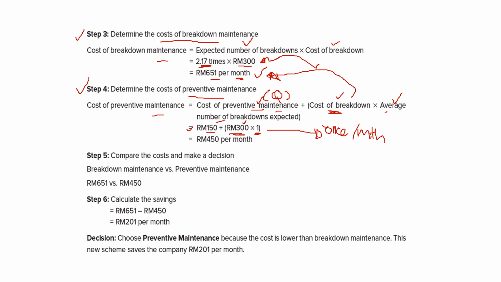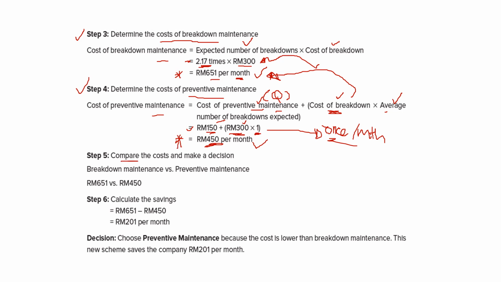I mentioned earlier, this is a very important information. Averaging to once per month. That is by switching to preventive maintenance. Breakdown still occur, but it reduces to once per month, not 2.17 anymore. So when we calculate 150 plus 300 ringgit times 1, we get 450 ringgit per month. So if we switch to preventive maintenance, the cost that the company has to pay is 450 ringgit per month. Now we have calculated the two types of maintenance costs, breakdown and also preventive.